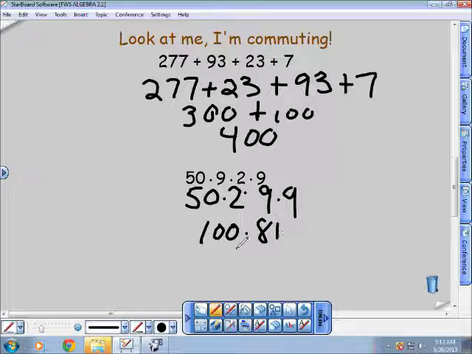8100. What you're going to do is anytime you multiply anything by 100, you're just going to add the 00 after what you're multiplying. So if I'm multiplying 2 times 100, that's 200. If I'm multiplying 99 times 100, it's 9900. If I multiply 81 times 100, it's 8100. Does that make sense? Good. Okay. It's so fun to commute.